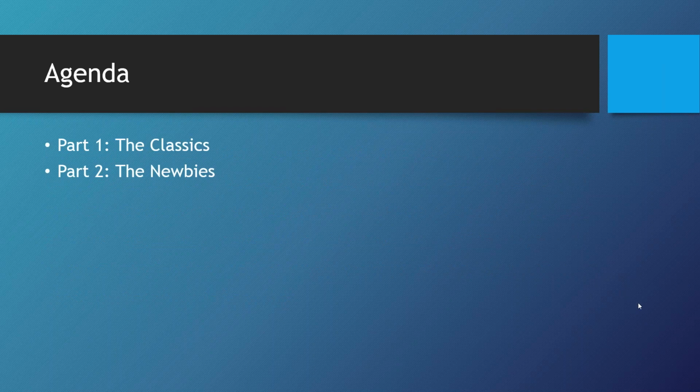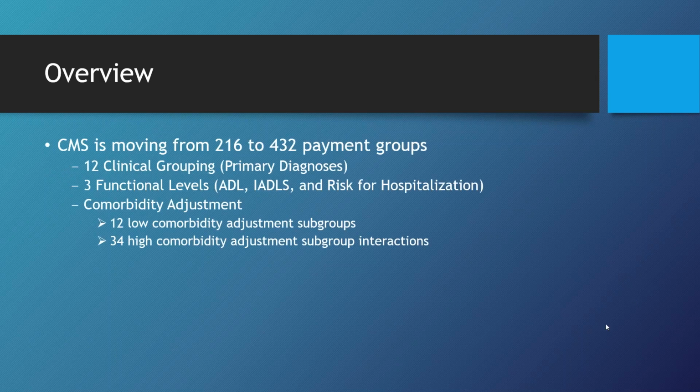In the agenda for today, we will be reviewing details of Part 1, the classics, and Part 2, the newbies. Earlier this year, we spent some time introducing you to PDGM and the key areas that will require your attention, such as the clinical grouping, functional levels, and comorbidity adjustment.